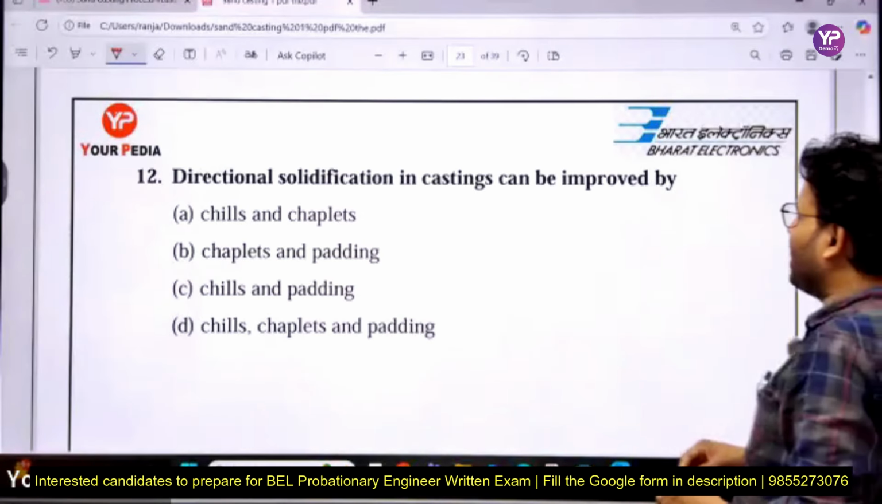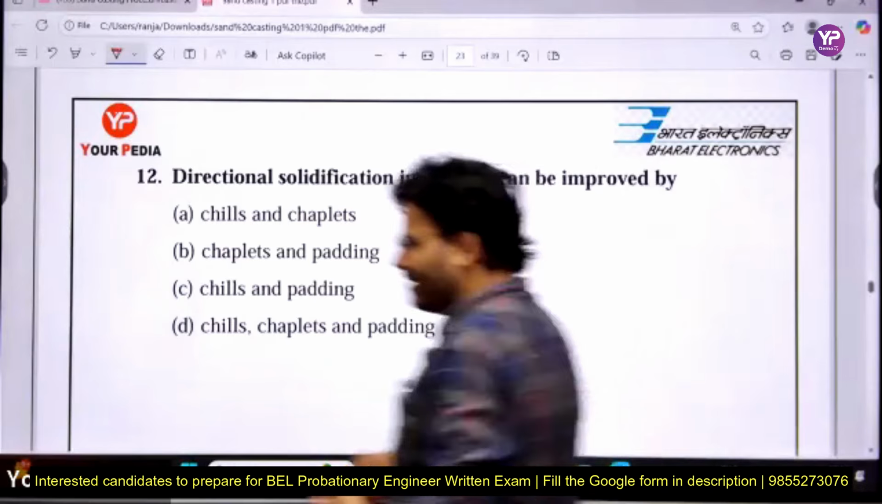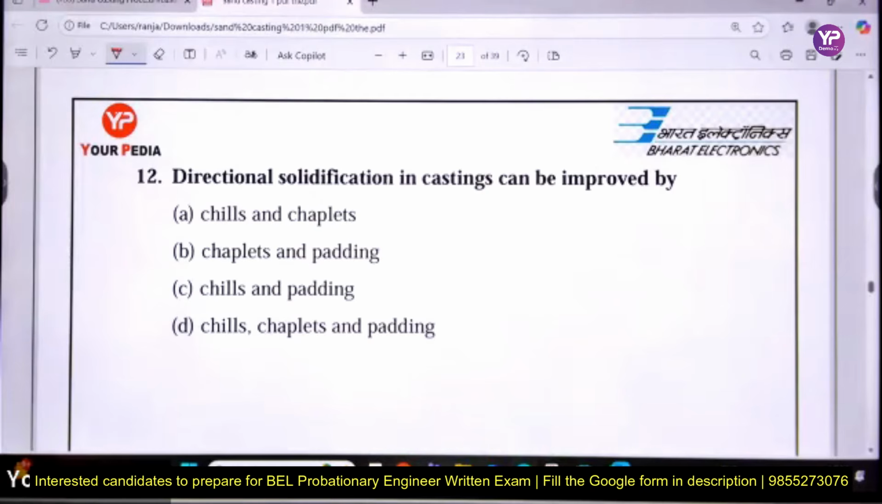Directional solidification in the casting can be improved by, yeah, answer that question. Directional solidification. What about others?